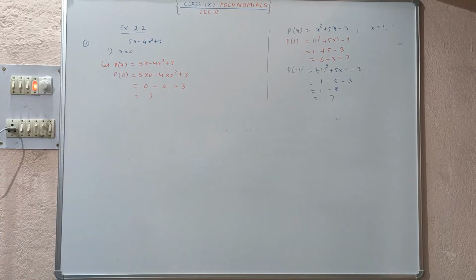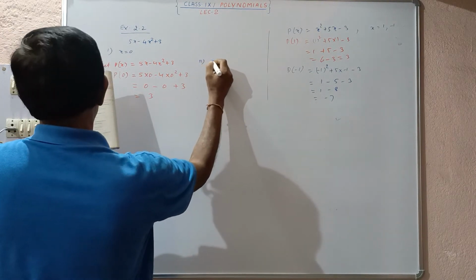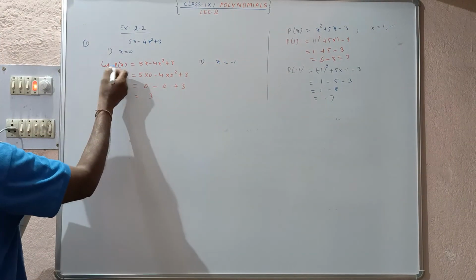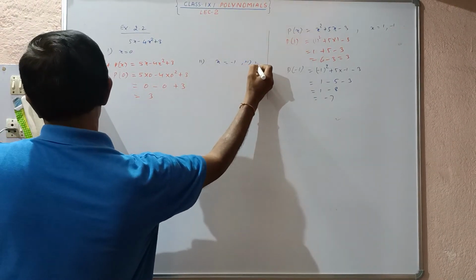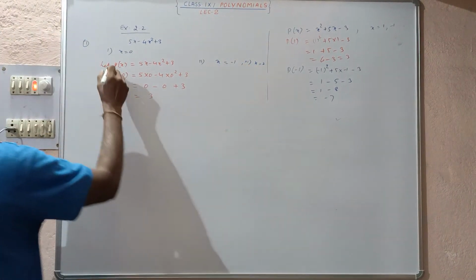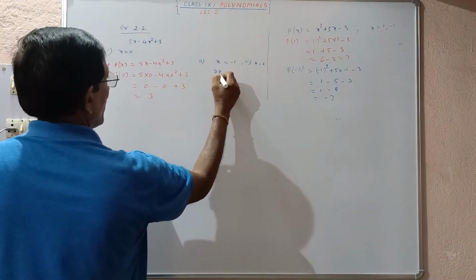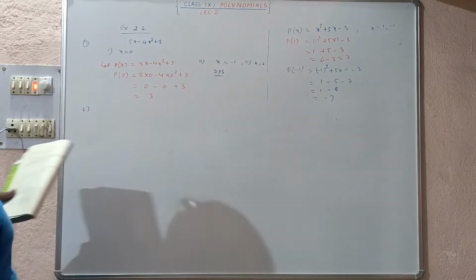In this way, you will find the other questions. Question number 2, when x equal to minus 1, so for this we will find p(minus 1). And question number 3, x equal to 2, so for this we will find p(2). So you will do this yourself. Now let us see question number 2.